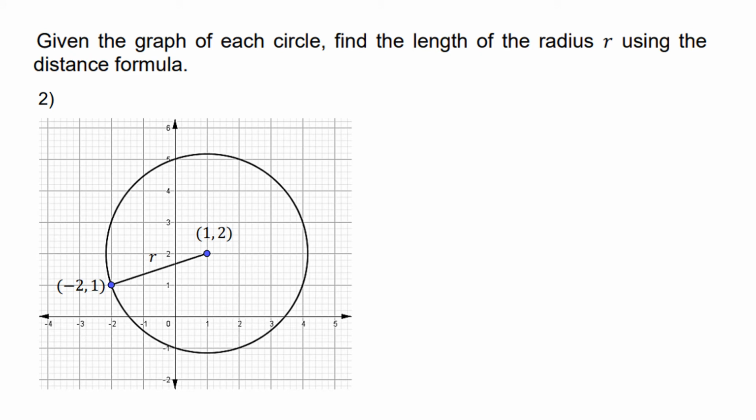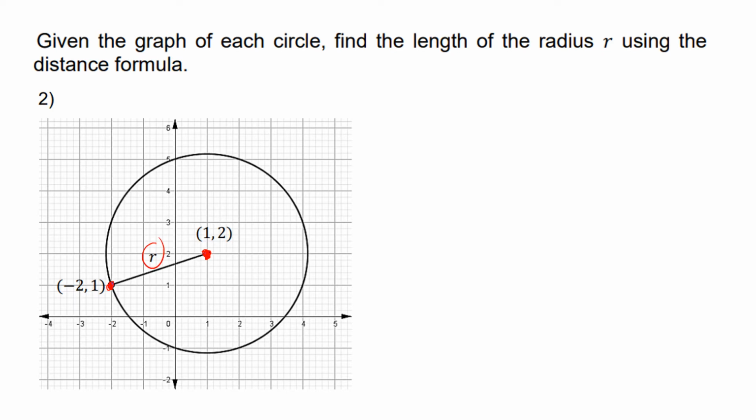Let us try another example, but this time the center of the circle is not located at the origin. In our first example, the center is at the origin. This time, the center is not the origin. So where is our center? This is our center, and its coordinates are 1 and 2. And this is another point on the circle, with coordinates -2 and 1. We want to find the length of the radius r again.